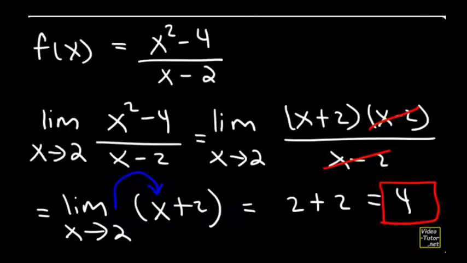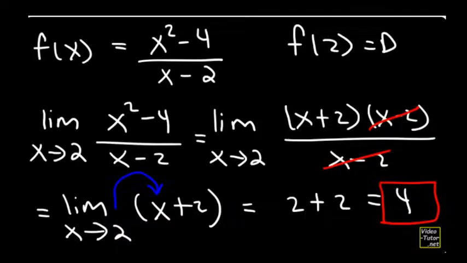So even though f of 2 does not exist, the limit as x approaches 2 of the function f of x exists, and that's equal to 4. Make sure you understand that limits help you to see what happens to a function as x approaches a certain value.